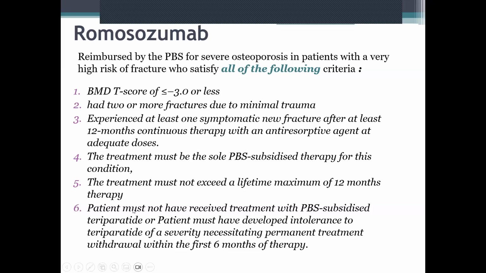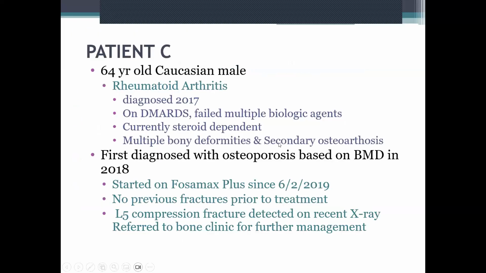Romosozumab treatment must not exceed a lifetime of 12 months, so PBS will cover them for 12 months, which makes sense. Most of the data does show that BMD improves significantly after 12 months of therapy. There is data for up to 2 years. And of course, if they have had teriparatide before, then you wouldn't want to switch over to another anabolic agent. We're still not at that point to recommend that as yet. So unfortunately, this patient can't actually be on what he's on.